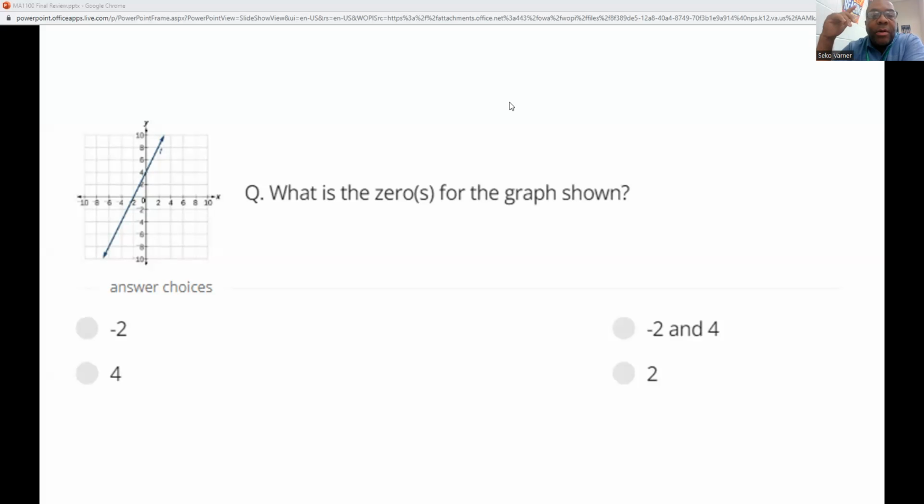Okay, here's the next question. What is the zero or zeros for the graph below? With the graph shown, what is the zero? All right, so this can be very, very simple. When it's asking you what is the zero for the graph, all they're asking is what is the x value? What's the x? Let me show you what I mean.